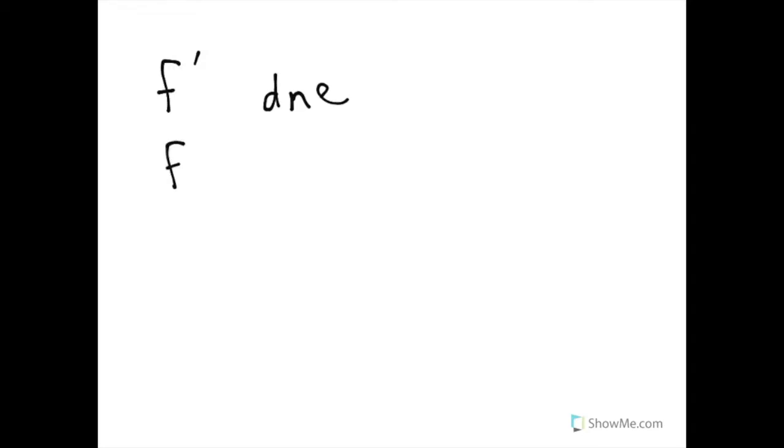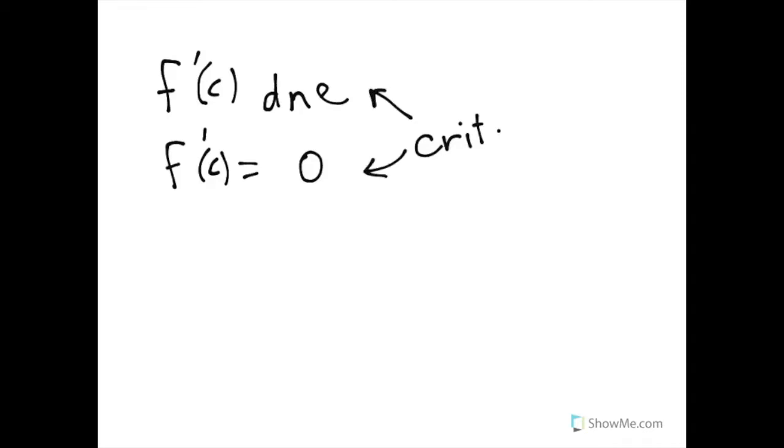Another option is that f prime could be equal to 0. Maybe I should say f prime of c, since we're looking at a specific value c, not just f prime of x as a whole. So f prime of c could be equal to 0, and remember what we called this: a critical value, or critical number. A critical number describes both of these, because it comes from two different places: where your derivative does not exist and where your derivative equals 0. Those are possible options when we talk about finding f prime of c.